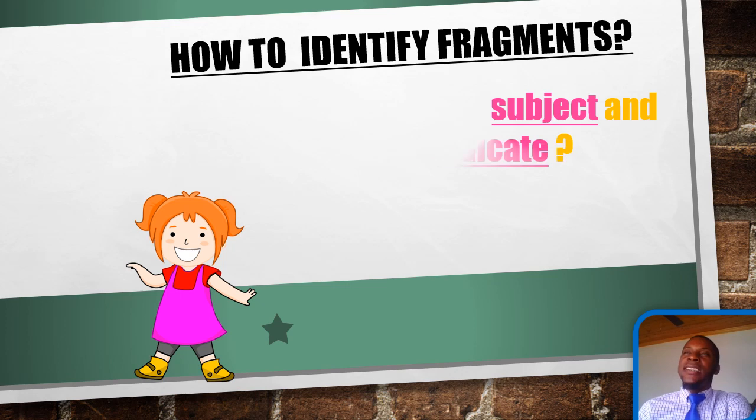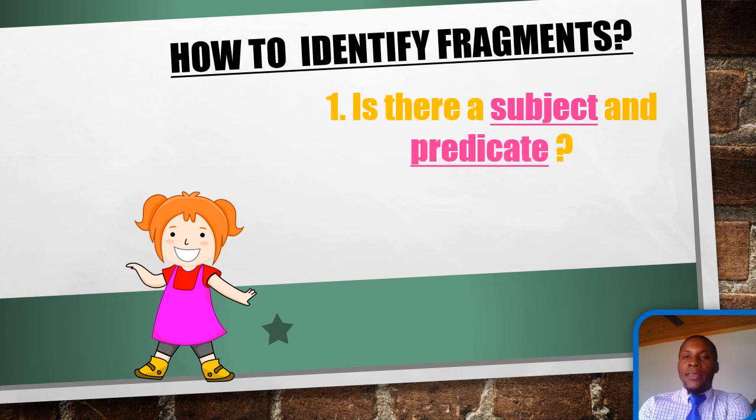The subject is noun or pronoun based. It tells us who or what the sentence is about. The predicate, on the other hand, is verb based. It is an action. It tells us more about the subject or what the subject is doing.